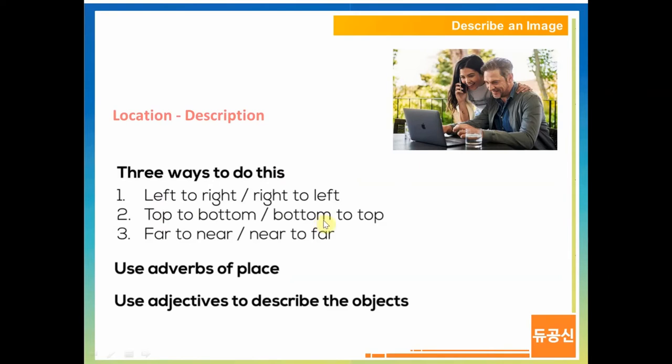You could do top to bottom or bottom to top. You could actually divide the picture into 4 parts, and you could say top left, top right, bottom left. What I like best is to use far to near or near to far. So moving from the background into the foreground, in the background behind them, moving forward. Okay? And what's important here is we want to use adverbs of place, normally prepositions, adverbs of place that describe where the items are in relationship to the others. Okay, so let's take a look at some of these.